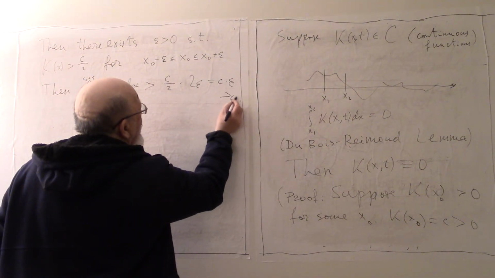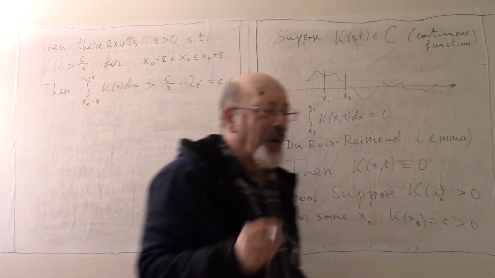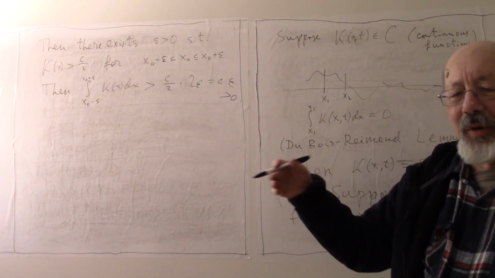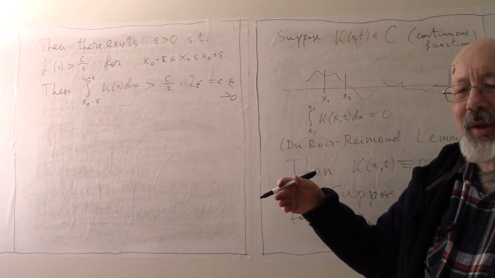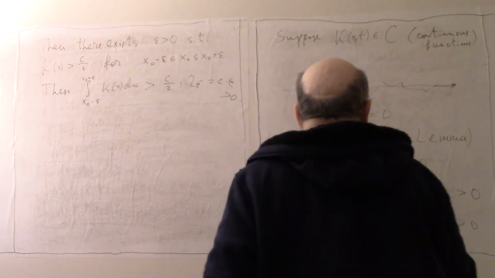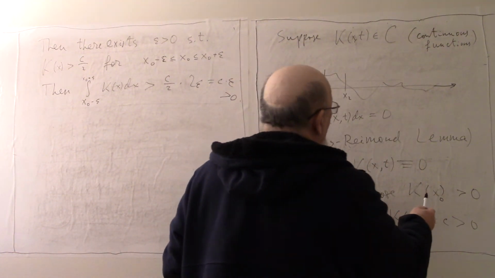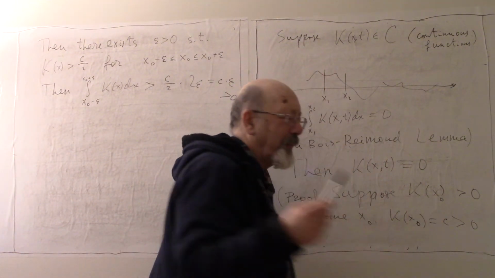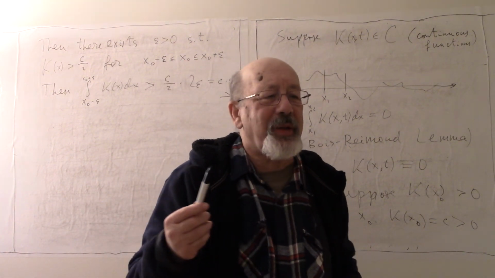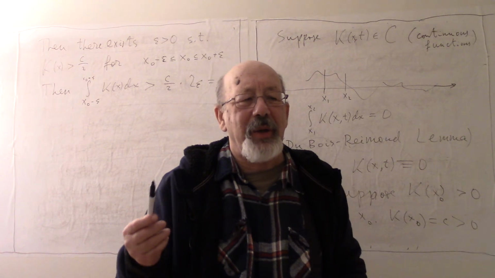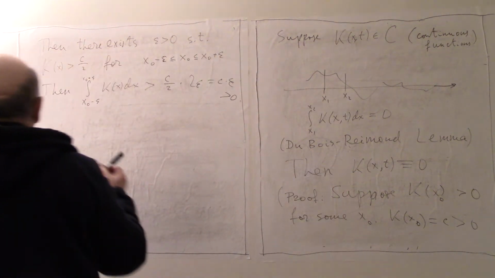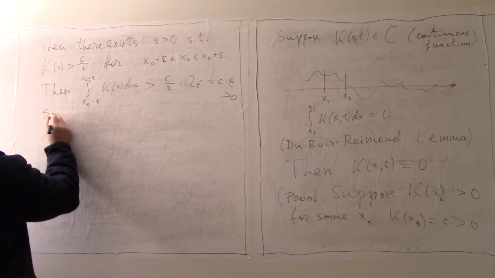Definitely it is more than 0. So we found a segment such that the integral over this segment is more than 0. It is not 0. So this means that it is impossible to find a point where the function is positive. And similarly, we cannot find a point where the function is negative.